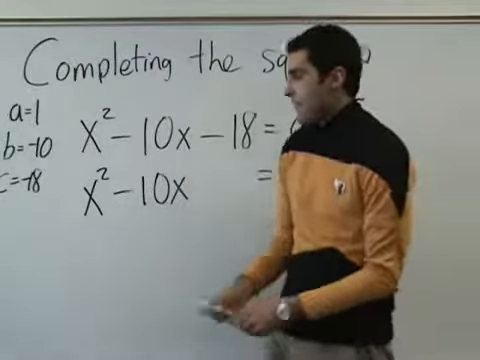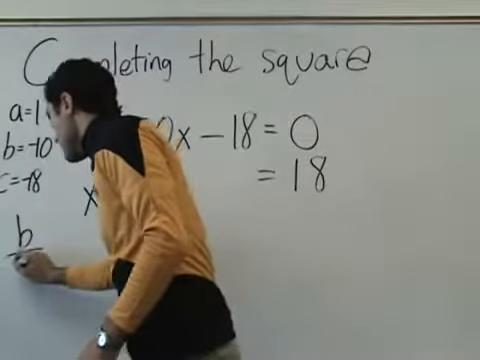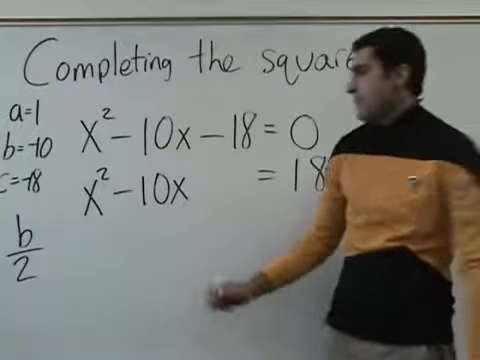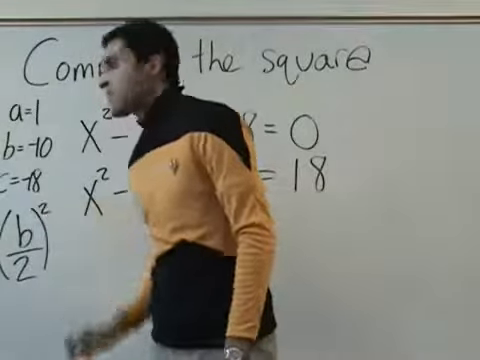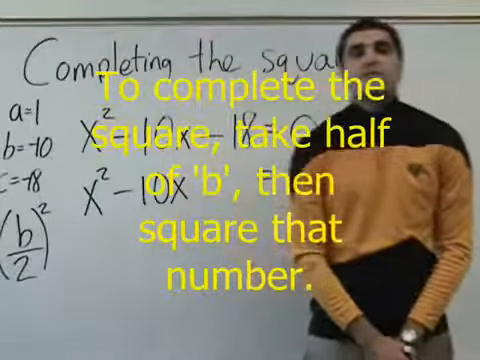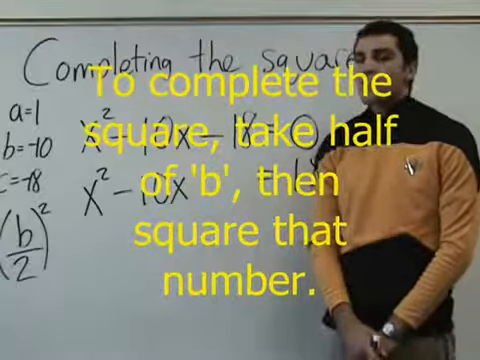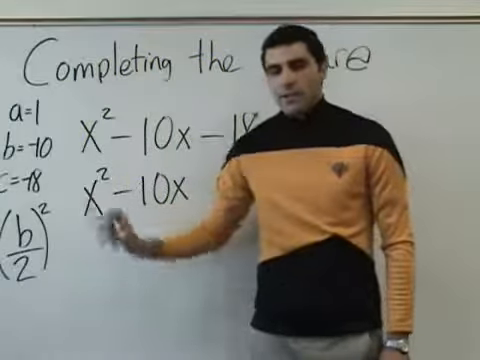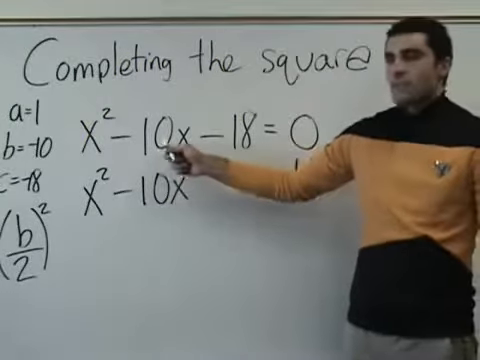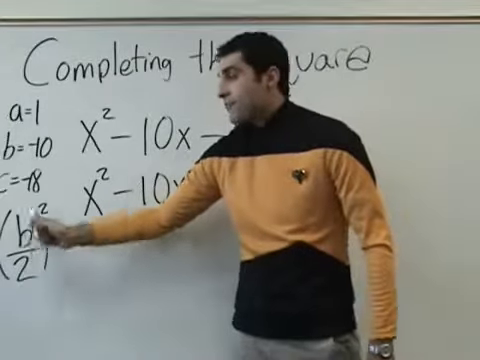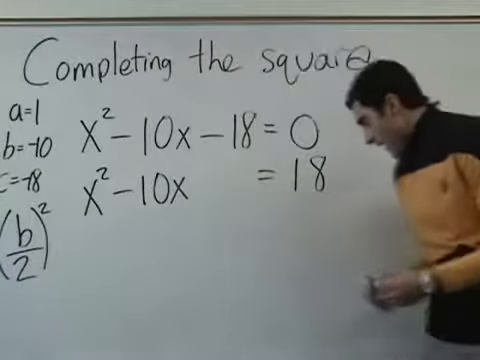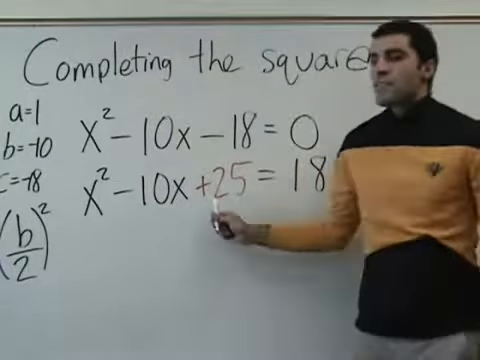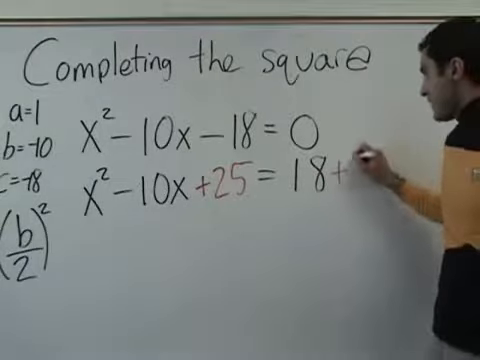So you take B and half it. That's B over 2. So take B and half it, we get negative 5. Then you take that number, negative 5, and you square it. So 25. Every time, this number will be B over 2 squared. So we take B, negative 10 divided by 2, that's negative 5, negative 5 squared, 25. So we add 25 now. To both sides? Whatever you do to one side, what must you do to the other side? Same. Add 25 to both sides.